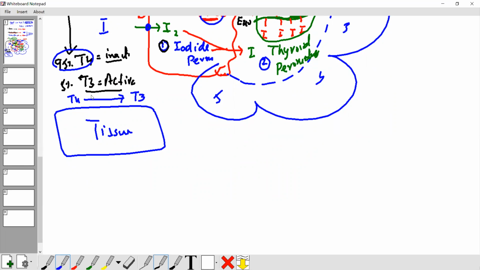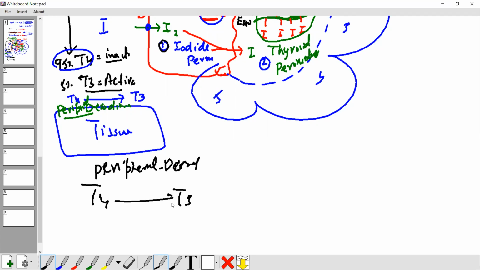T4 changes to T3. So close to the tissue, inside the tissue, we have another enzyme, which is also known as deiodinase. This deiodinase is known as tissue deiodinase or peripheral deiodinase. It converts T4 to T3.